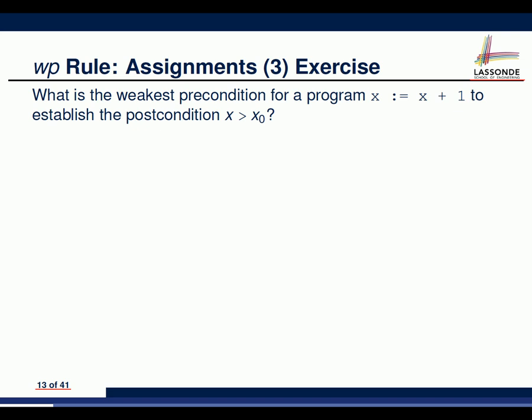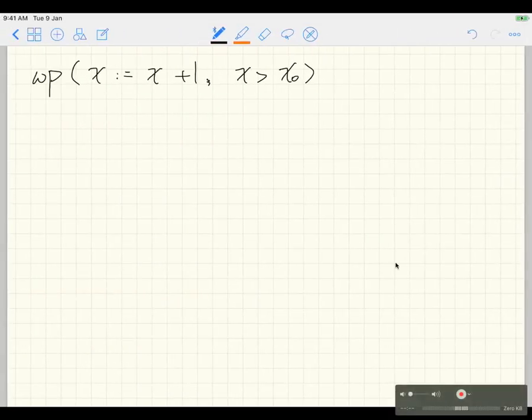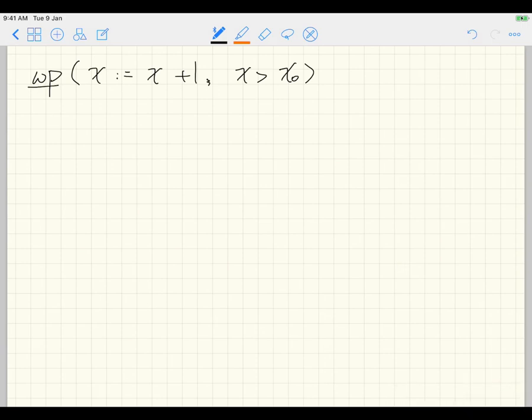But you cannot just state this intuition on the exam. You have to prove it. Okay? Let's see how we can prove it. This is only our first example, so let's get used to the format and do it together. What we want to do is calculate the weakest precondition for this particular implementation to establish this particular postcondition.